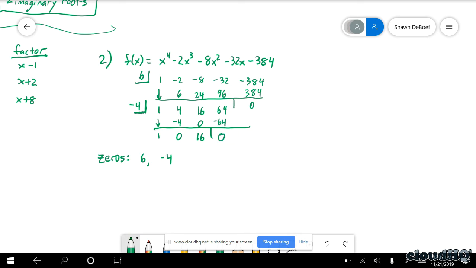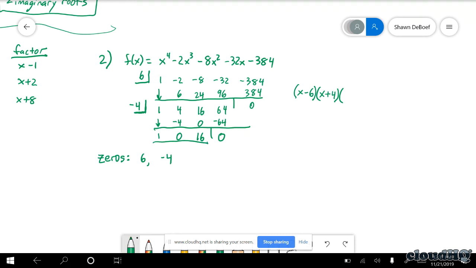So I knew 2 zeros, so I synthetically divided them both out. When 6 was a 0, x minus 6 was a factor. When -4 was a 0, x plus 4 was a factor. When I pulled both of those out, I was left with, yep, remember I've divided twice now.